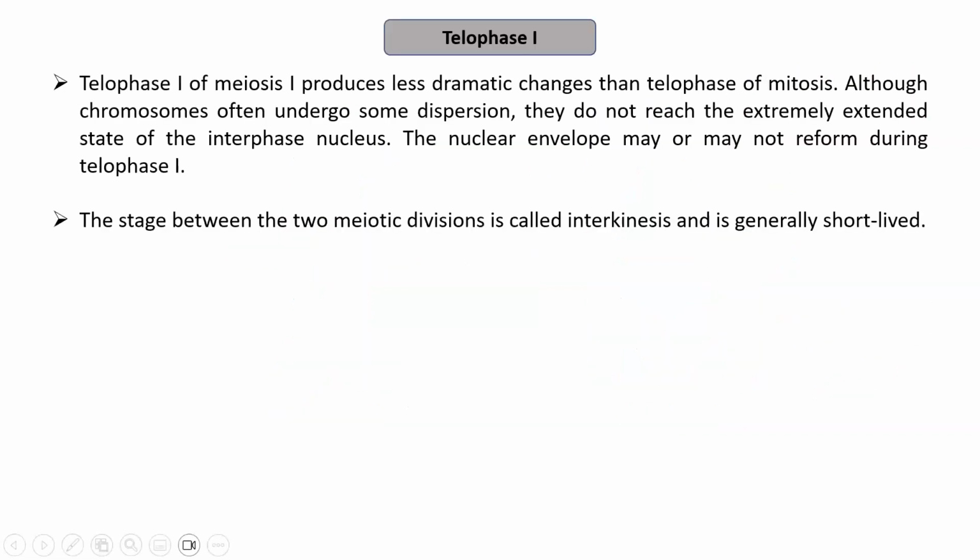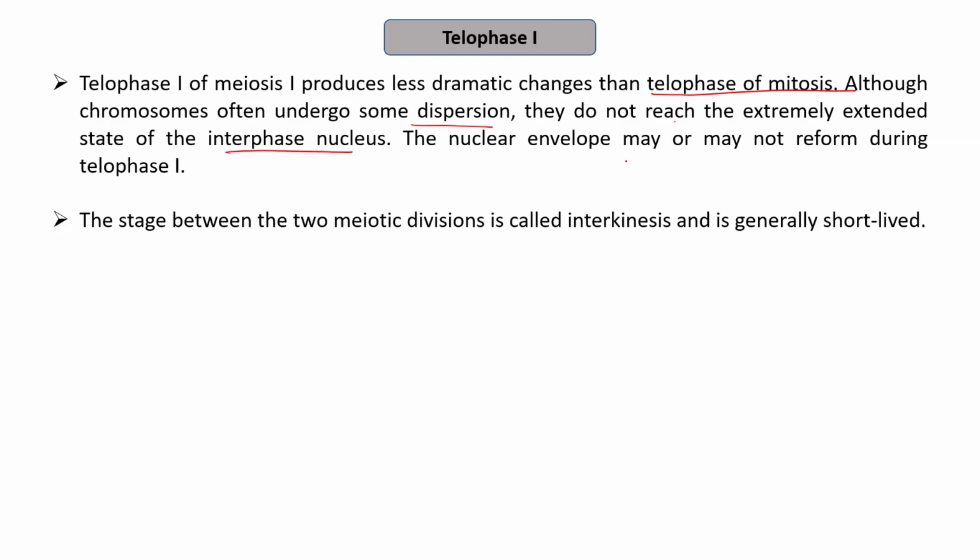Then anaphase 1 will be followed by telophase 1. Telophase 1 produces less dramatic changes than the telophase of mitosis, as the chromosomes have to undergo dispersion, and they do not reach the extremely extended state of the interphase nucleus.